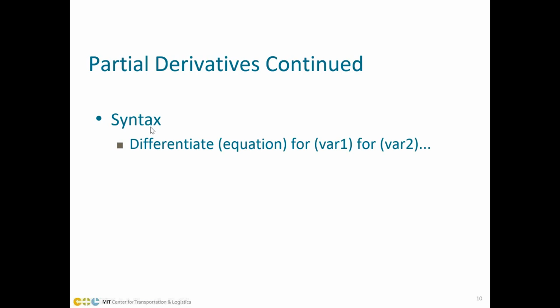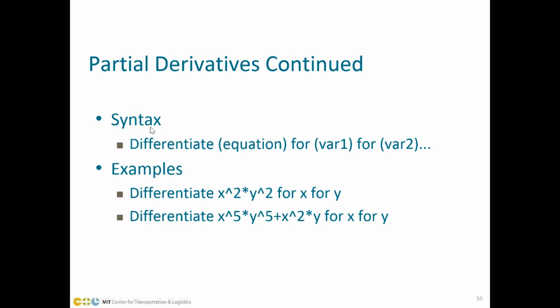Moving into higher order partial derivatives, the syntax is simply differentiate, you specify your equation, and you specify for which variables you want to differentiate. So if you want to differentiate for x and then for y, you can do that in SciMath. As an example, you can type differentiate x squared times y squared for x and then for y. You can also type in harder equations for x, for y, so on, so forth, as many times as you want it to differentiate the equations. For now, we're just going to type in the simple one.